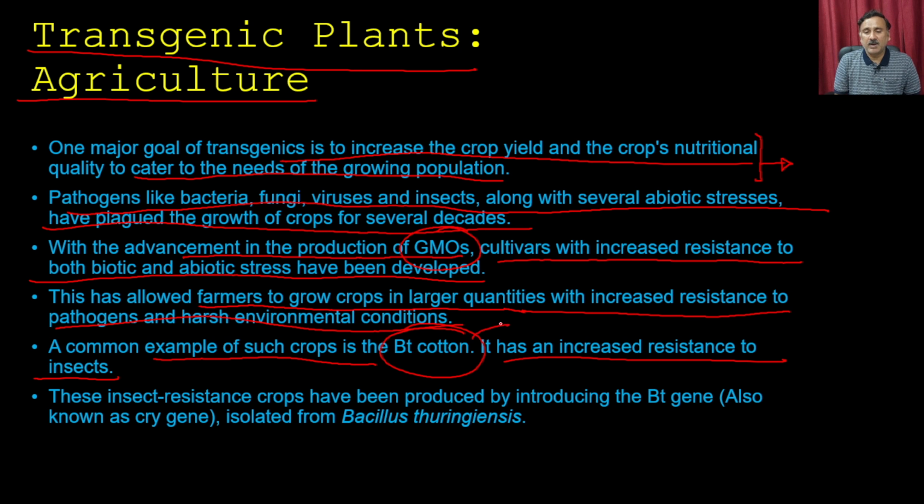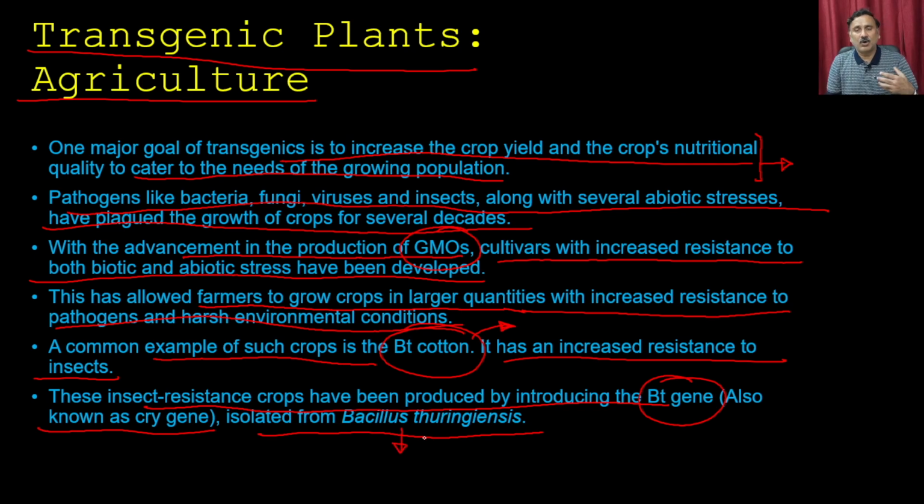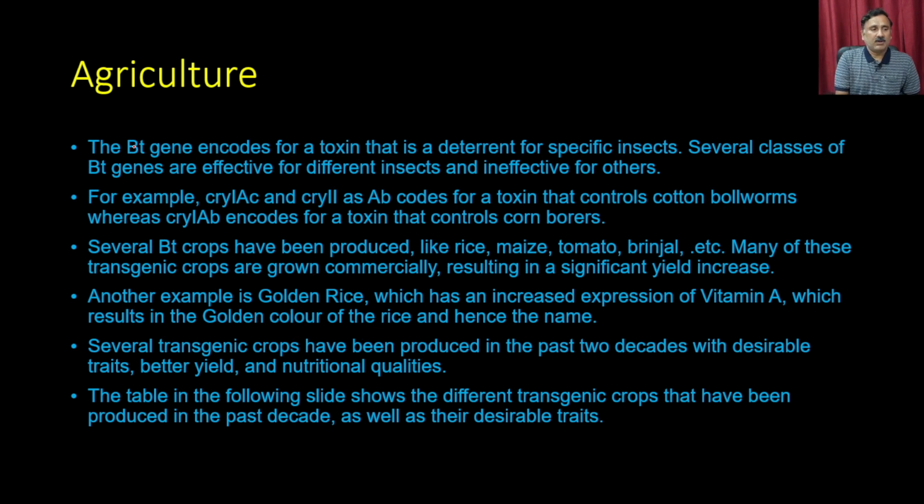Bt cotton is very popular, and it is also under a lot of controversy, but these insect resistant crops have been produced by introducing the Bt gene, which is also known as the cry gene, isolated from Bacillus thuringiensis, and the Bacillus gene product is toxic for insects, and that is how it is providing the resistance in the plant for insect resistance. The Bt cotton encodes a toxin that is specific for particular insects.